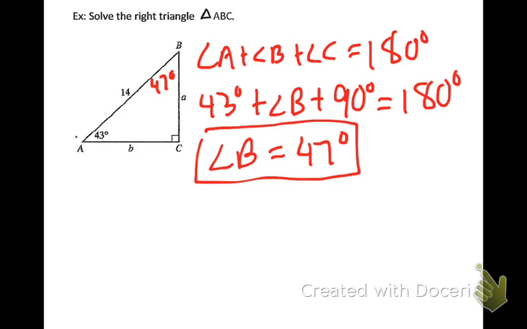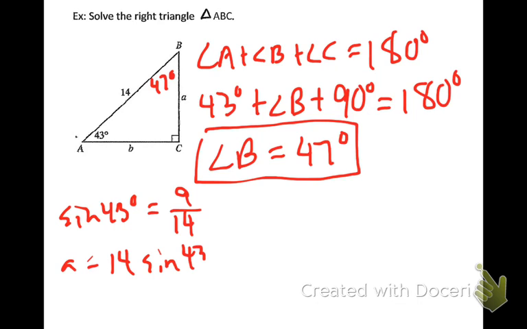How about finding side A? What could I use to find side A? Jordan: The sine of 43 degrees. Yeah, sine of 43. A is opposite, 14 is the hypotenuse, so we could do sine of 43 degrees equals A over 14. So that gives us A equals 14 times the sine of 43 degrees.